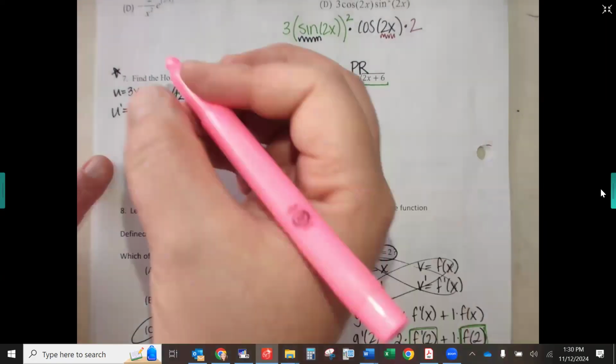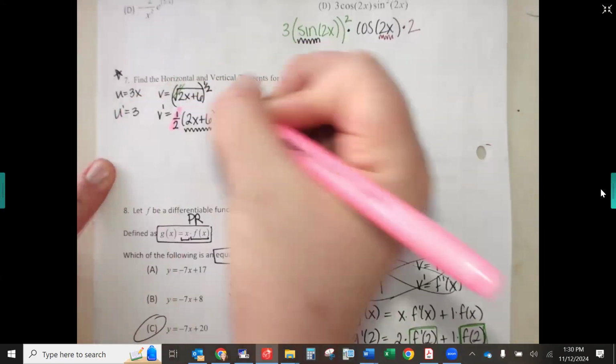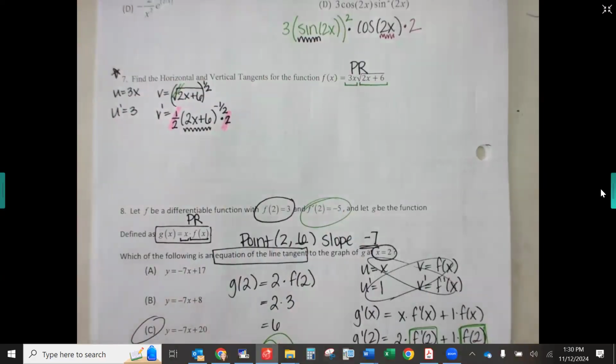Let's do our product rule. So we have f prime of x equals.